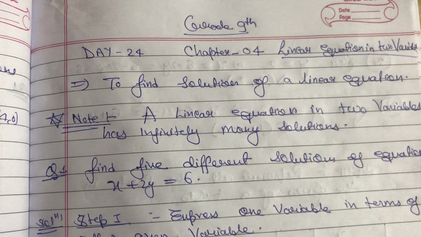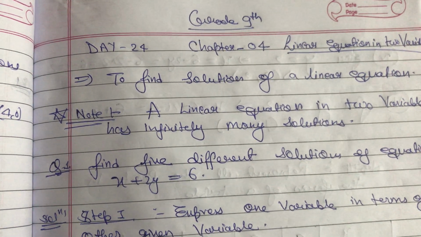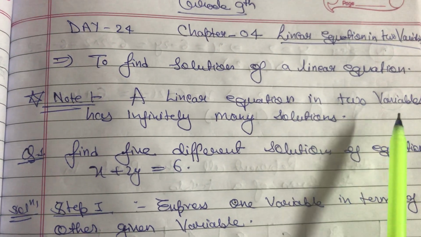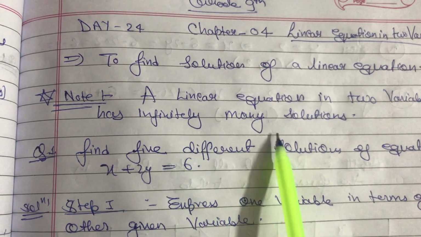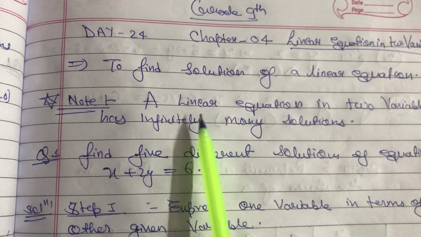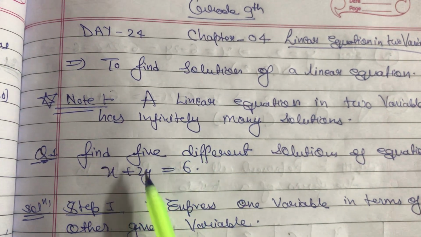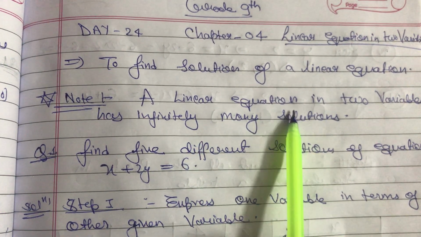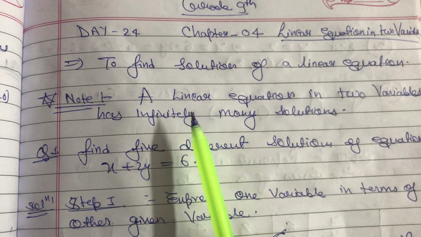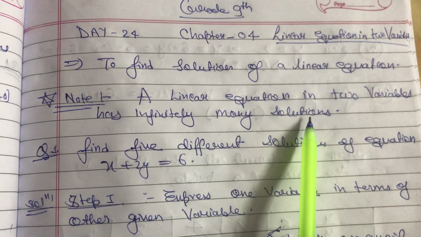In this video, we are going to learn how to find solution of a linear equation, more than one solution, right? In the last video, I told you that a linear equation in two variable has infinitely many solutions. I'm talking about only one linear equation at a time, not a pair of linear equations. So a single linear equation in two variable has infinitely many solutions.